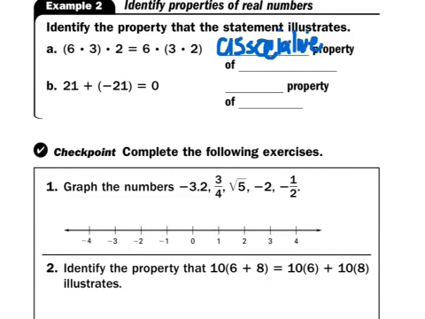And then, which associative property? Is it addition or multiplication? Well, it is multiplication, of course. Okay, on B, if we have 21 and we add the opposite, negative 21, we get a 0. Which would this be? This would be the inverse property. And since we are adding, this is the inverse of the addition.